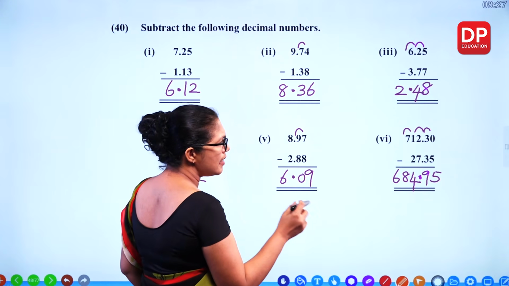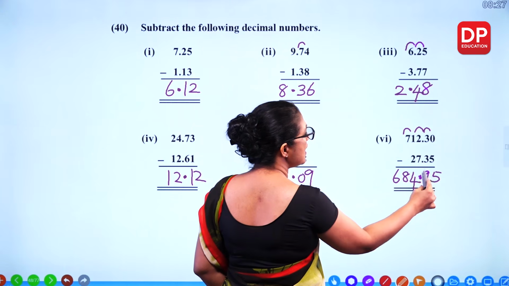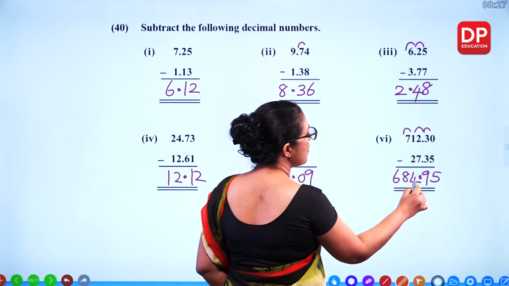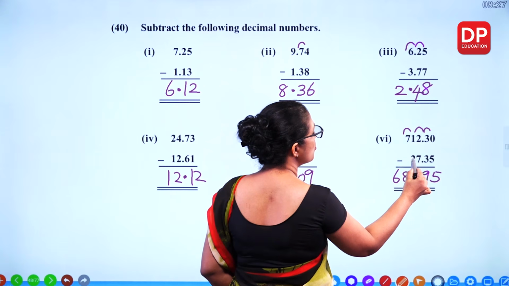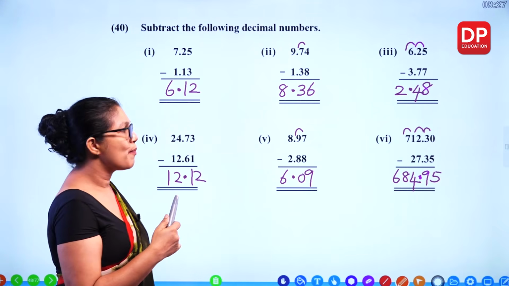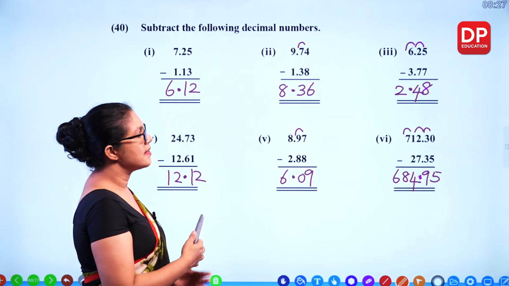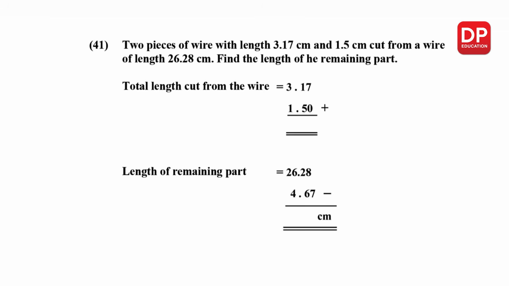We'll check it again. When you add these two, you are getting this number. 5, 5, 10 and 13. And 7 plus 4, 11, 12. 1 remaining. 9 plus 2, 11. And yeah, you are getting 712.30. So answer is 684.95.